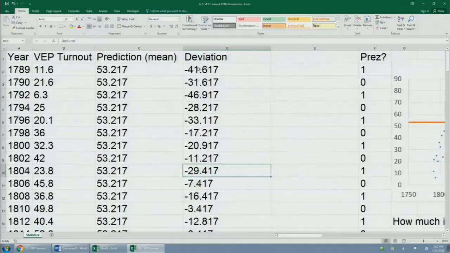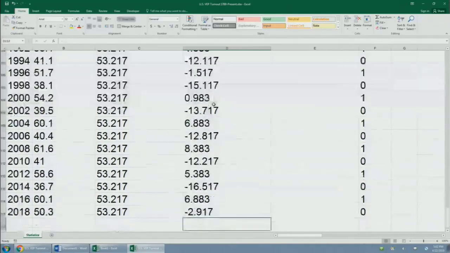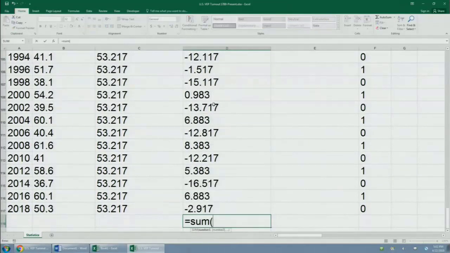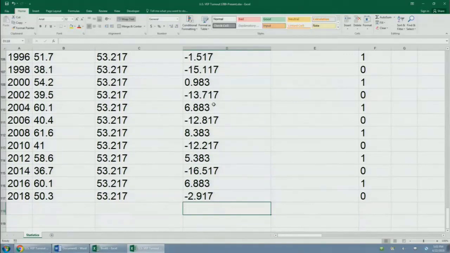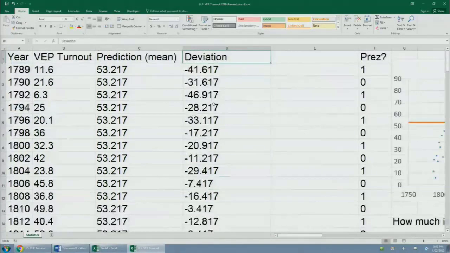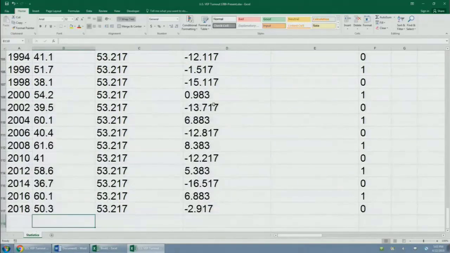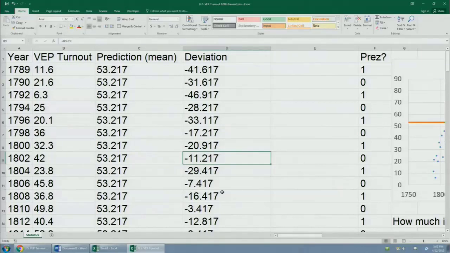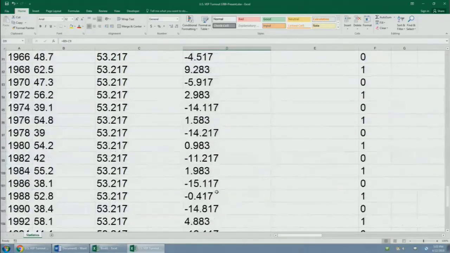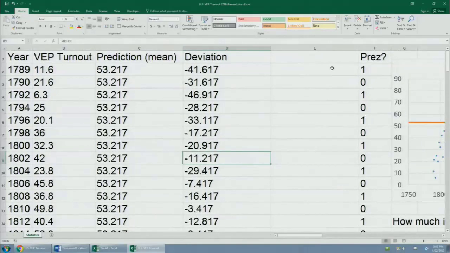Here's a neat truth. If you want to look at the total that it's off by, if you want to add up all those deviations, it actually adds up to essentially 0. That's what these deviations do. The reason it turned out to not be exactly 0 is that the average is not exactly 53.217. It's actually 53.21724138. So if I had included that, the actual sum of all those deviations would end up being 0, which is one way of saying it's the best prediction if you got nothing else.